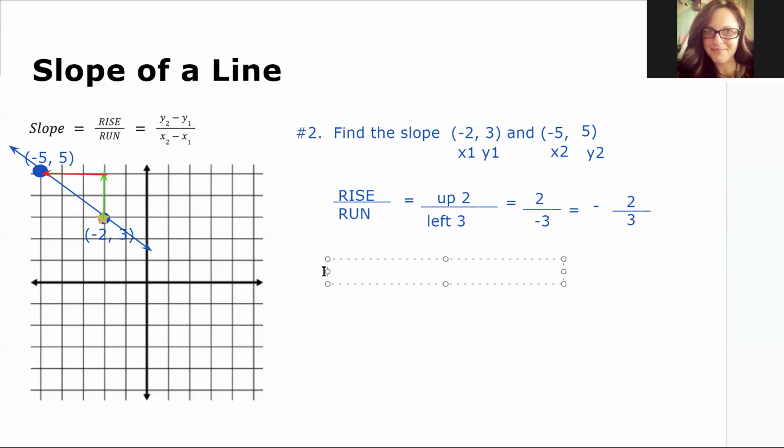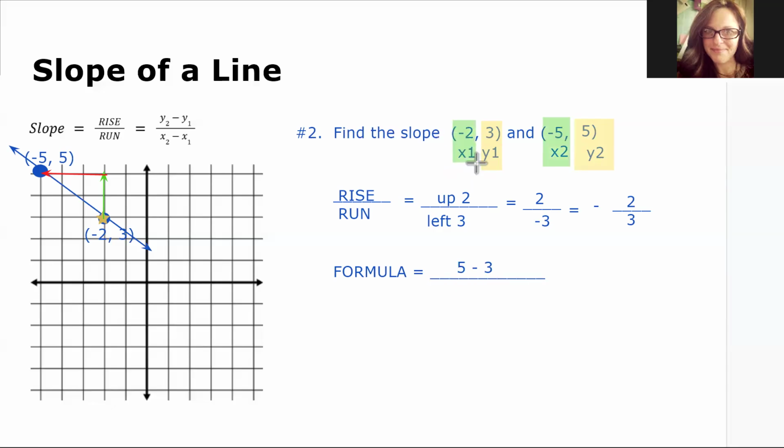Let's take a look at the formula. We'll subtract the y values. They go on top. 5 minus 3. And we'll subtract the x values. They go on the bottom.